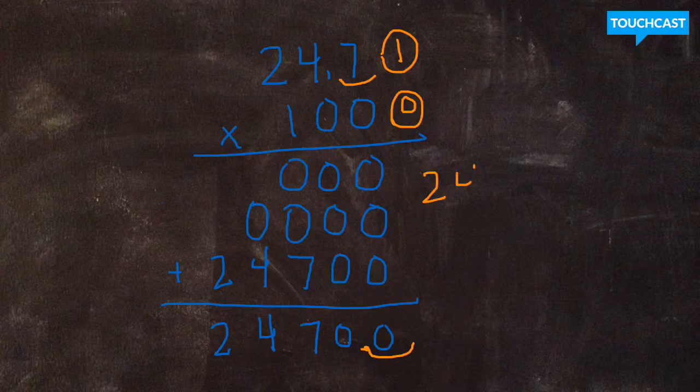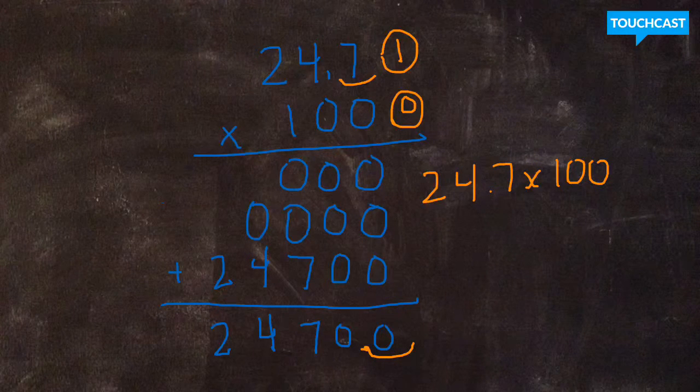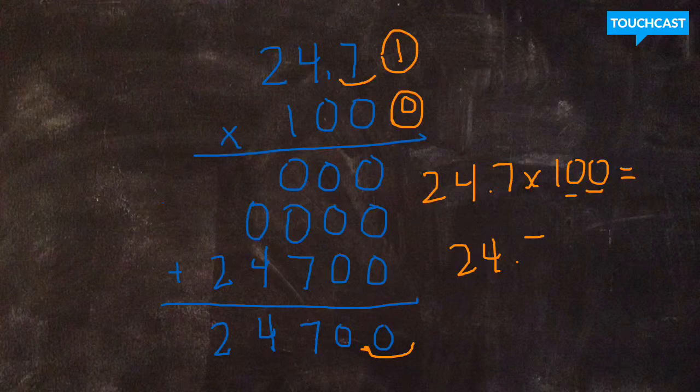Our original equation was 24.7 times 100. If we begin to think of this as another zero trick, there were two zeros in our power of 10. We're going to move our decimal place 2 places to the right. So 24.7, 2 places to the right, 1, 2, would give me my new number of 2,470.